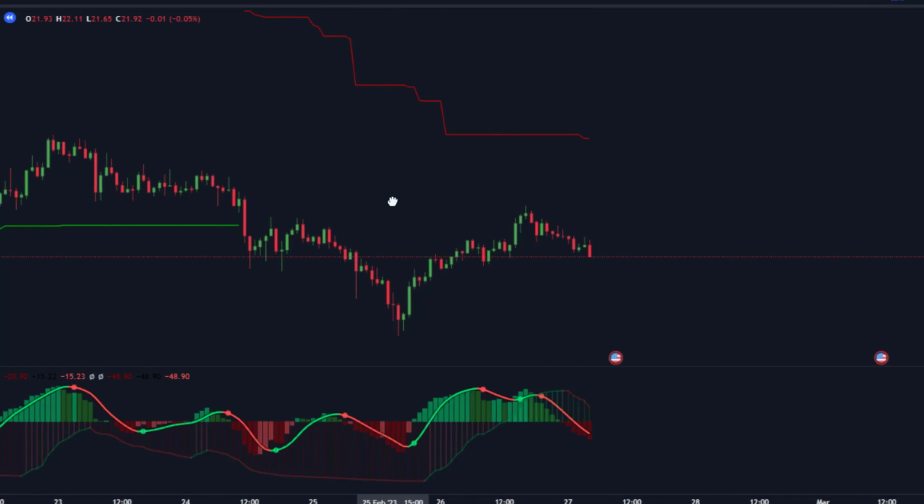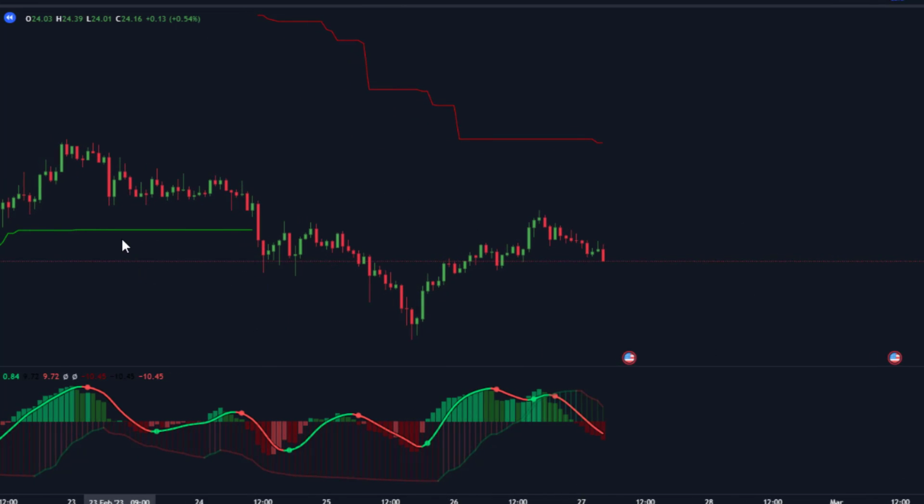Let's see how we can enter a sell trade combining these two indicators. Now seeing that the BX Trender has printed a red dot and the oscillator histogram has turned red, telling us that there's enough momentum to push the price down.